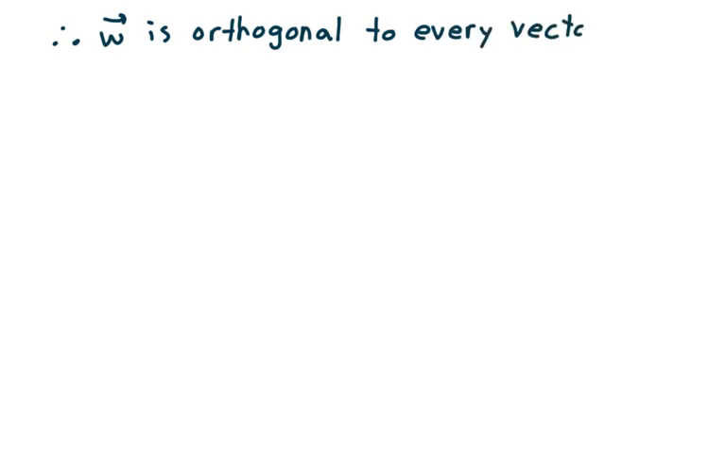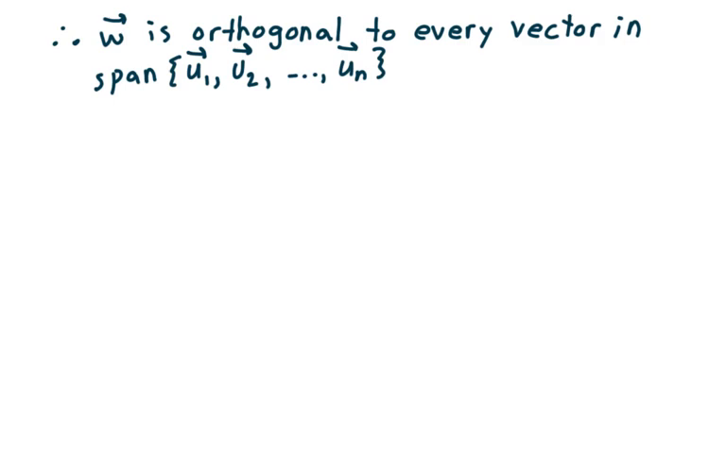And so, therefore, W is orthogonal, so let me write, orthogonal to every vector in the span of u1, u2, all the way through un. And that's how we do problem number, this is number 14. Okay, thank you.